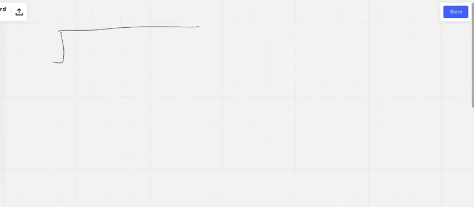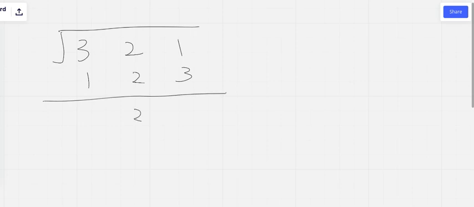First, you draw a bracket, and in the bracket you put 3, 2, and 1. On the next row, you put 1, 2, and 3. At the end, you put over 2. On the side, you put cosine and sine. And on the top, you put 30 degrees, 45 degrees, and 60 degrees.